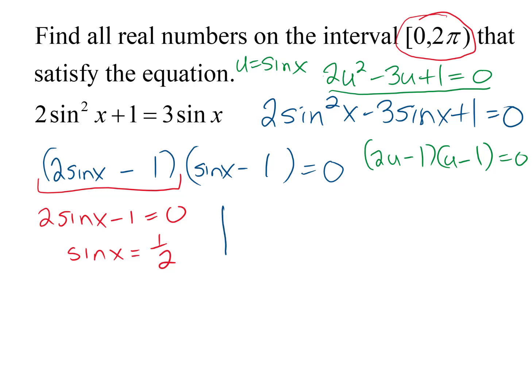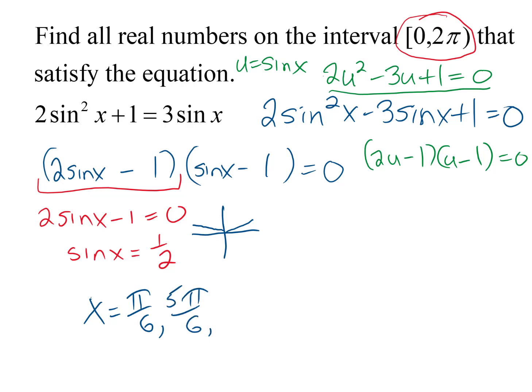And we've got two places that would be the case. The sine would be positive in quadrant 1 and the y value smaller, and then in quadrant 2 the sine is also positive with the y value smaller. So we can see those two answers are going to be pi sixths and 5 pi sixths.